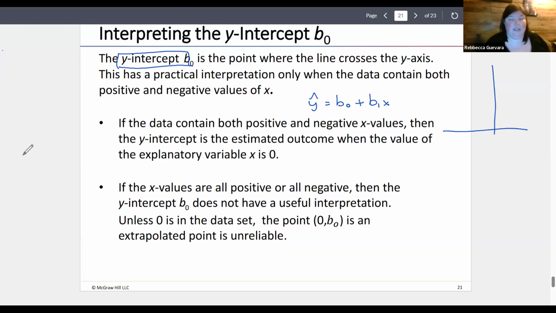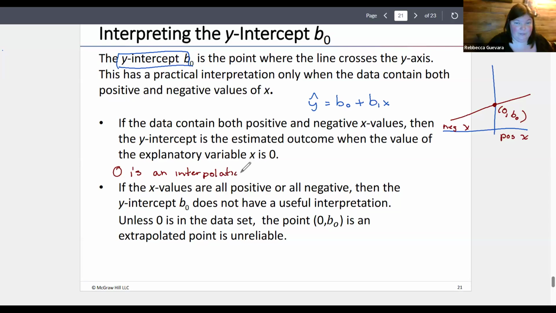So this was what was going on. This is my line. This point here is where my b naught would be. So it's that y part of it. This has a practical interpretation only when the data contains both positive and negative values. If your data contains both positive and negative values, like I have in this example, so I have some negative x values and some positive x values, that 0 is an interpolation point. It's inside of my data.